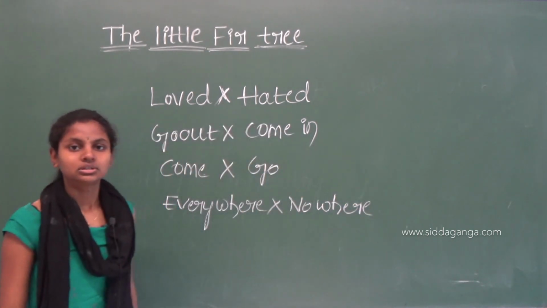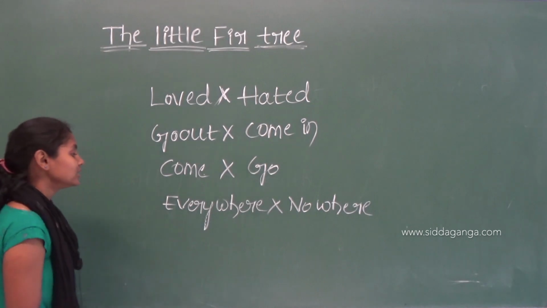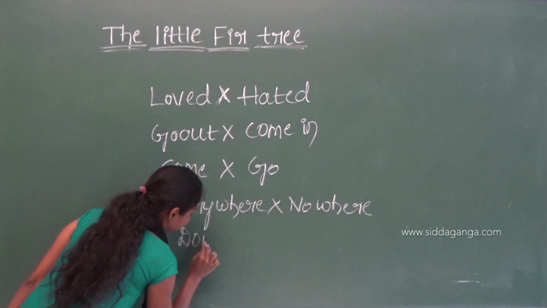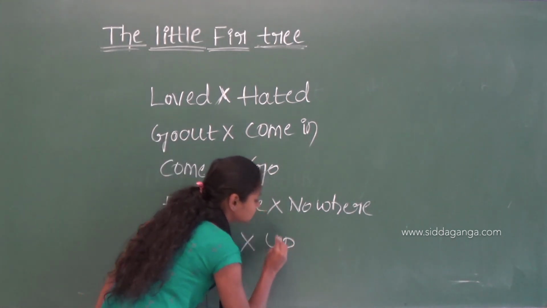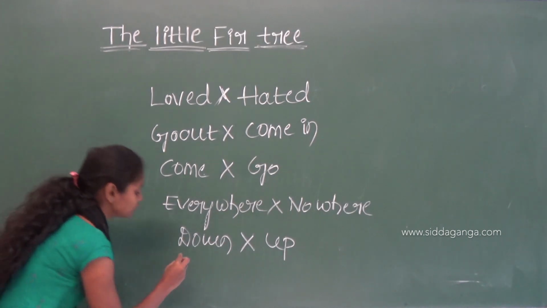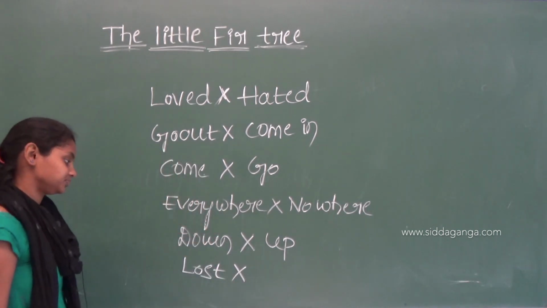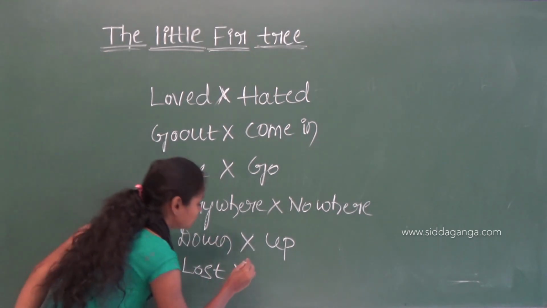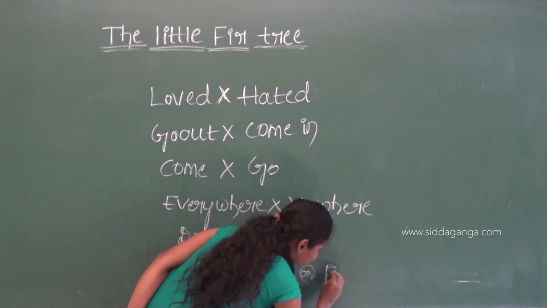Understood? Okay, next, tears rolled down her cheeks. In this sentence the word is down. The opposite word for down is up. Next, Sheru was lost. The word is lost, which is in blue color, and the opposite word for lost is found or gained.